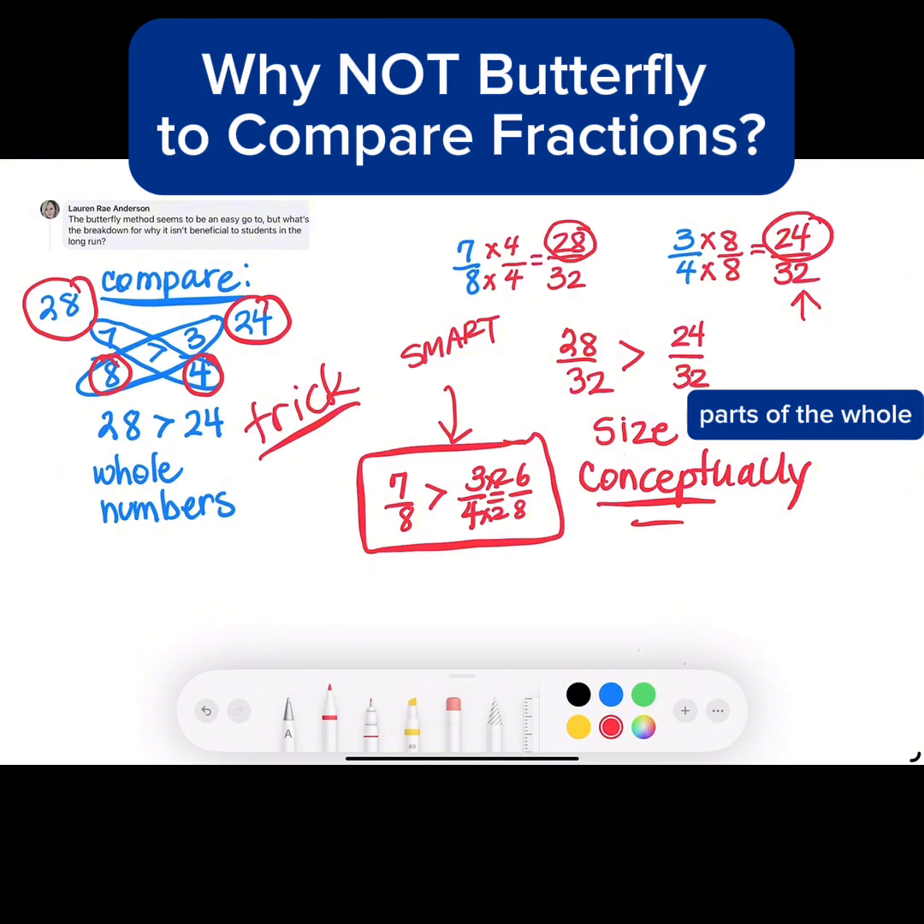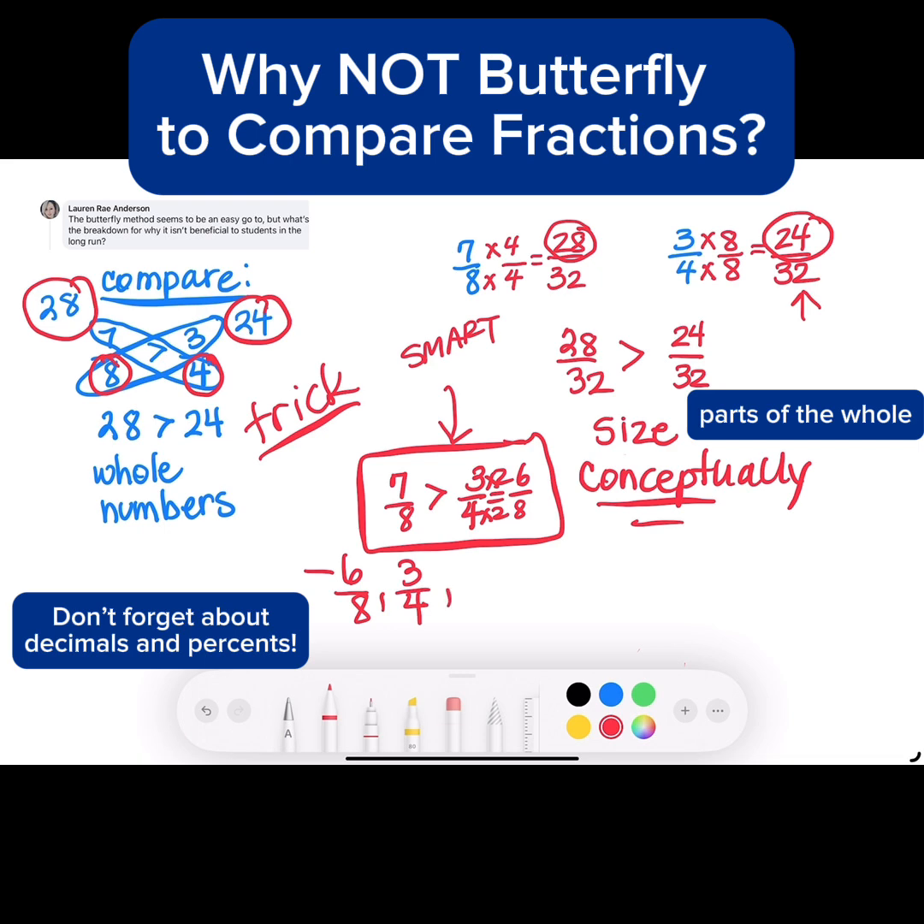And it hurts students, especially when they get into upper grades and they're given fractions that look like this: -6/8. They're given positive fractions, 3/4. They're given mixed numbers. They're given improper fractions. They have no idea about the size of these fractions because we always focus on helping them to learn a trick to where they only focus on the whole numbers.